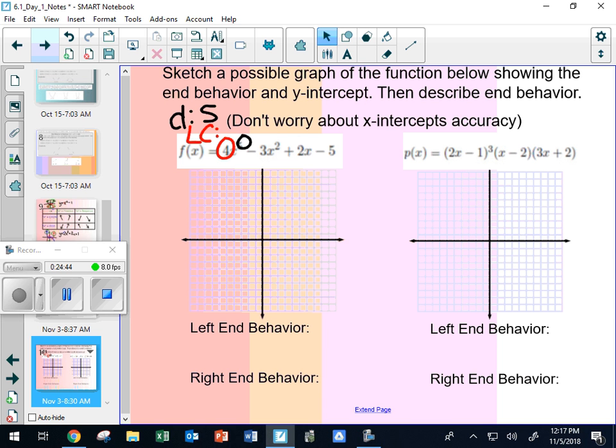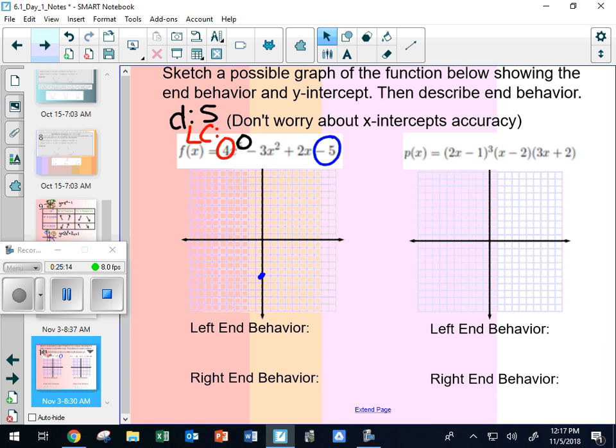What was one of our other vocabulary terms? Our constant term, right? Why would our constant term of -5 be important to us? Our y-intercept. So if I know that this is -5, I know that it starts down here at -5, or that it has to go through that point at some time, right?